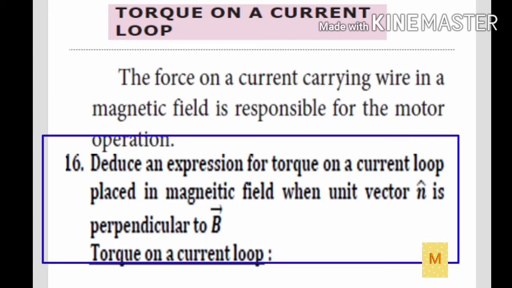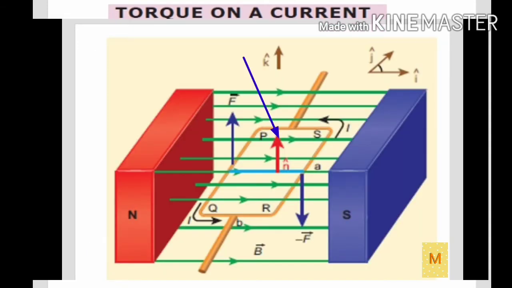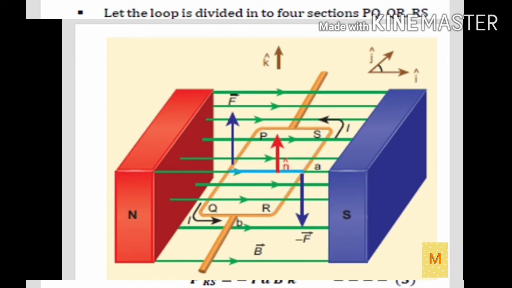Now let us derive the expression for torque on a current carrying loop when it is placed in the magnetic field, when unit vector n cap is perpendicular to the magnetic field B vector. Let us imagine a current carrying loop is placed in a uniform magnetic field. This loop is divided into 4 sections: PQ, QR, RS and SP. The Lorentz force experienced by each section can be calculated as follows.